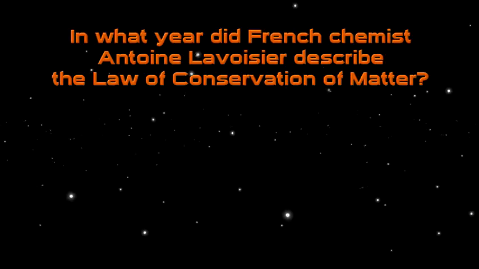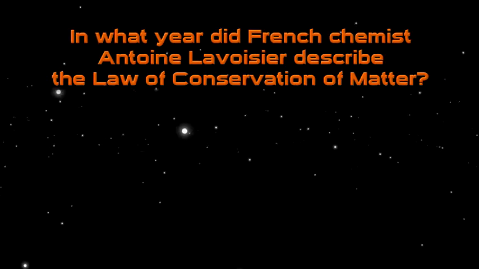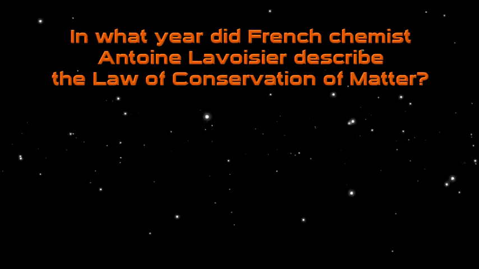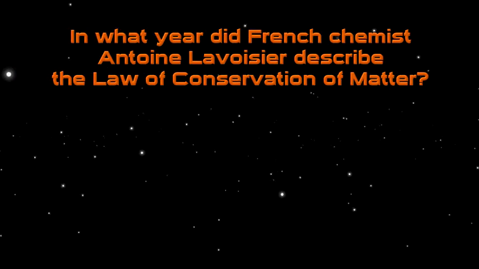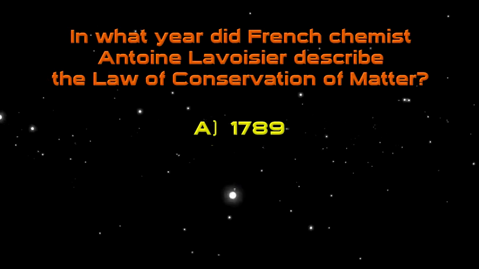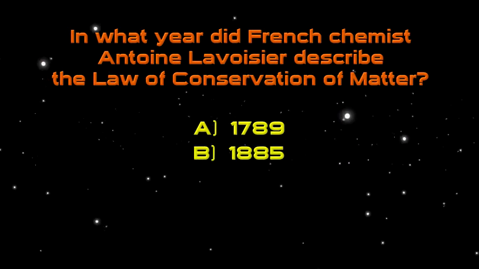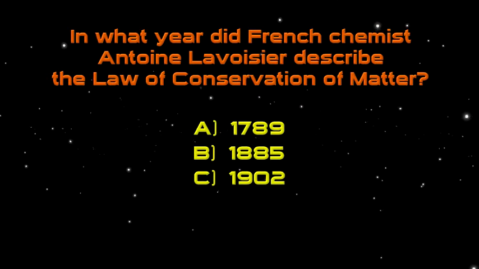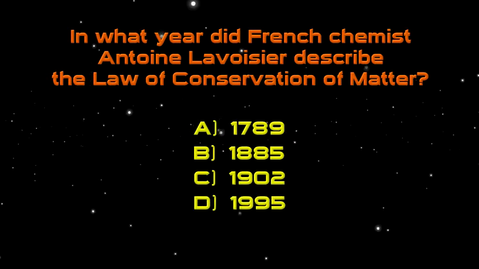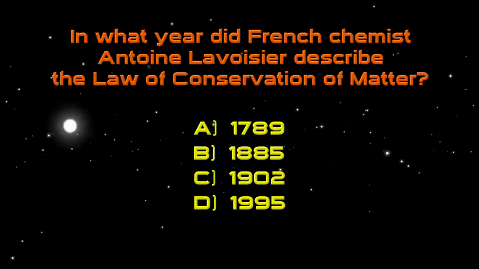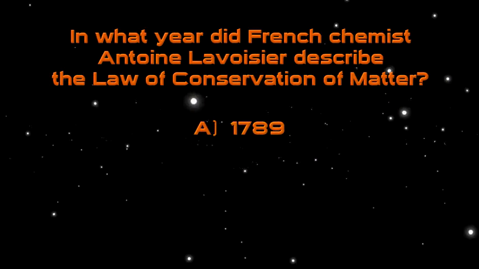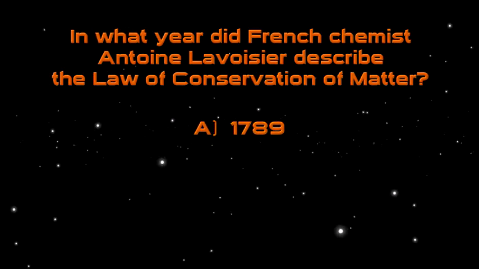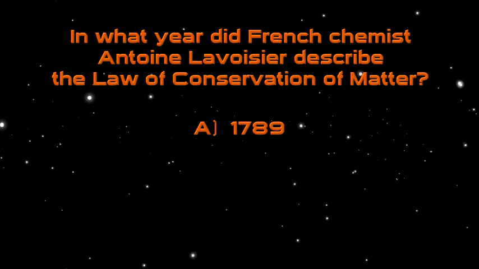Question 3. In what year did French chemist Antoine Lavoisier describe the law of conservation of matter? A. 1789. B. 1885. C. 1902. D. 1995. The correct answer is A. Lavoisier described the law of conservation of matter in 1789.